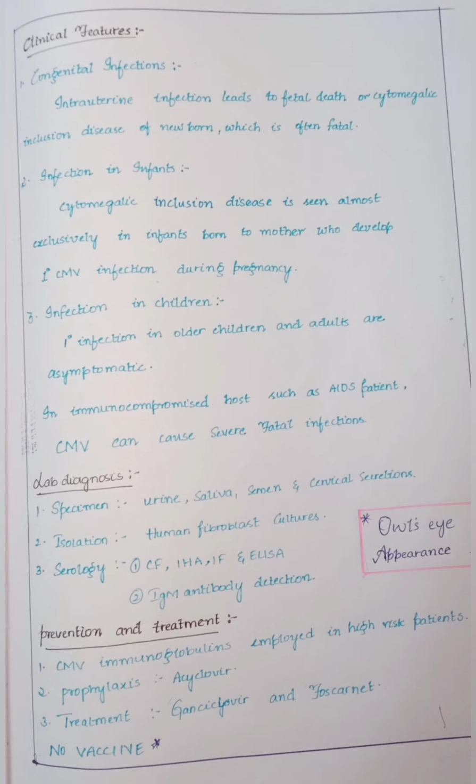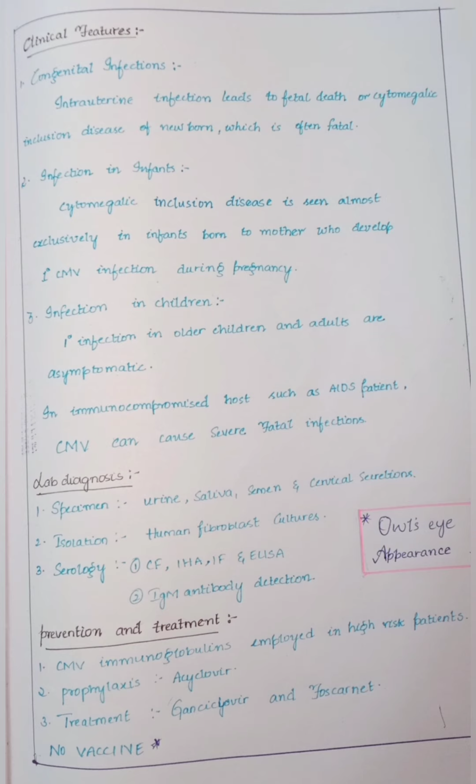Now let us see the third type of infection, that is infection in children. Here, primary infection in older children and adults is asymptomatic, but in immunocompromised hosts such as AIDS patients, CMV can cause severe fatal infections, and also in other immunocompromised states such as organ transplant patients and autoimmune diseases. Infectious mononucleosis is seen in adults when transfusion of CMV infected blood is done, and it leads to post-transfusion mononucleosis.